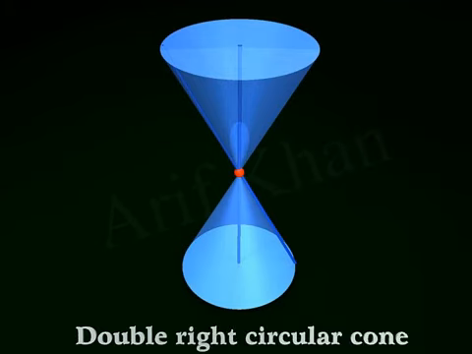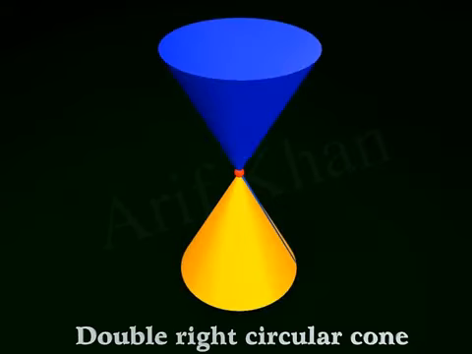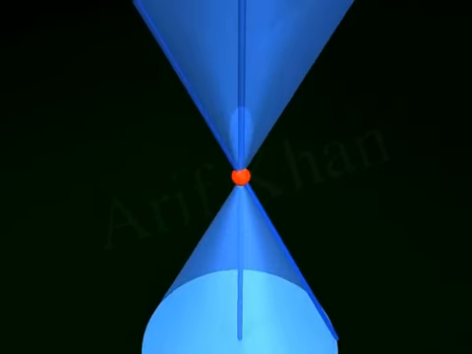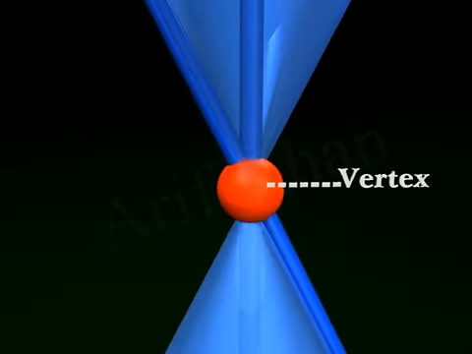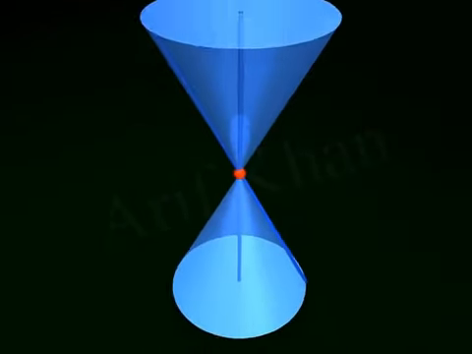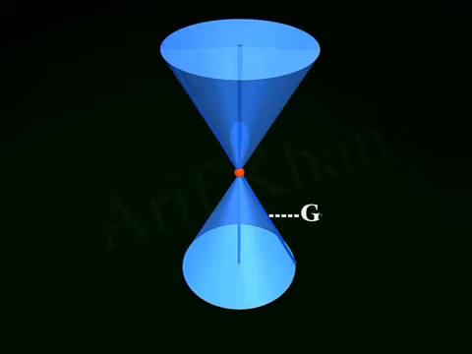A double right circular cone consists of two cones joined at a fixed point called the vertex. The line that rotates about the vertex is called the generator, and the line that remains fixed is called the axis.